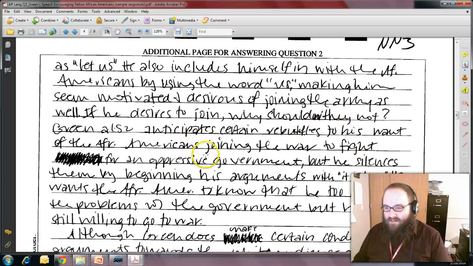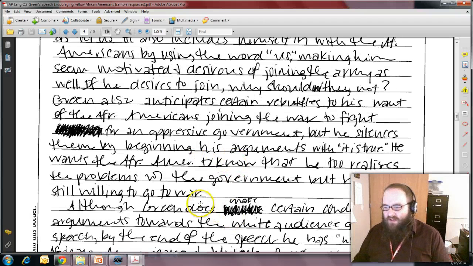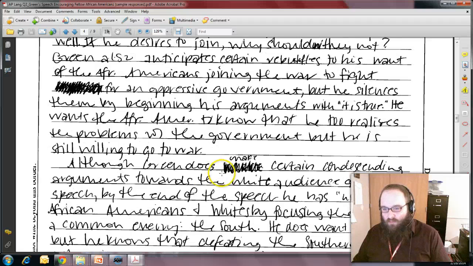Green also anticipates certain rebuttals to his want of the African Americans joining the war to fight for an oppressive government, but he silences them by beginning his arguments with, "It is true." He wants the African Americans to know that he too realizes the problems with the government, but he is still willing to go to war.